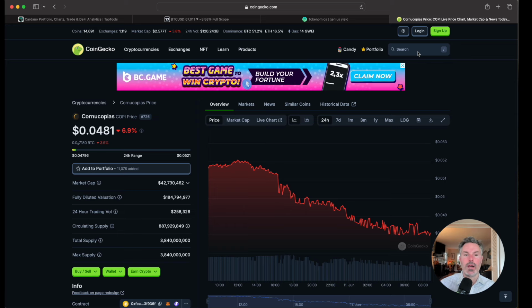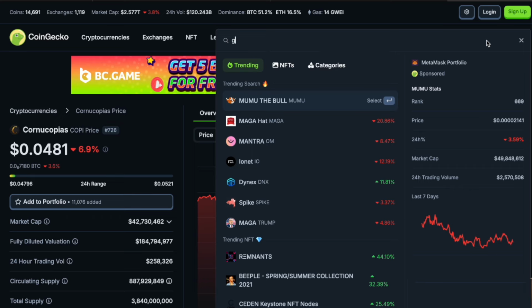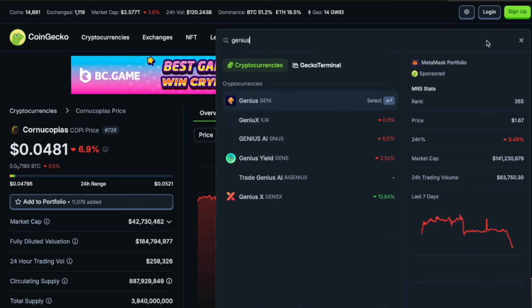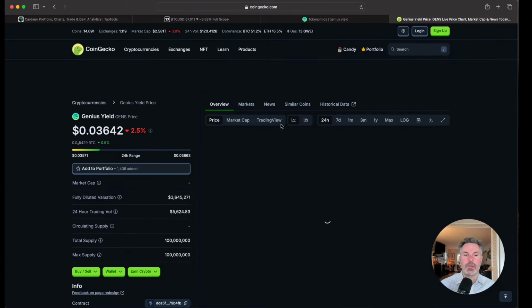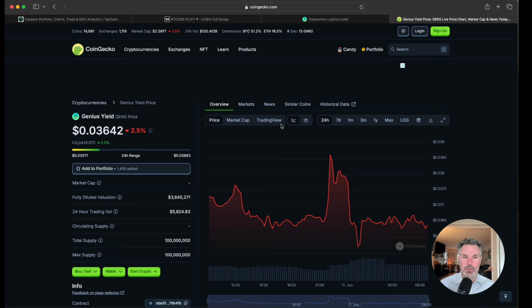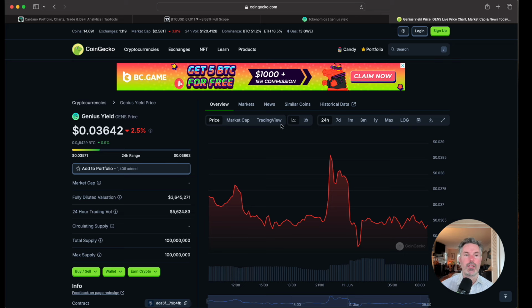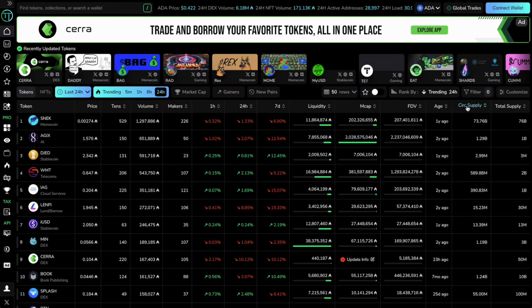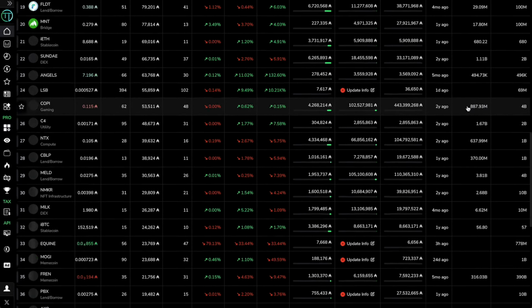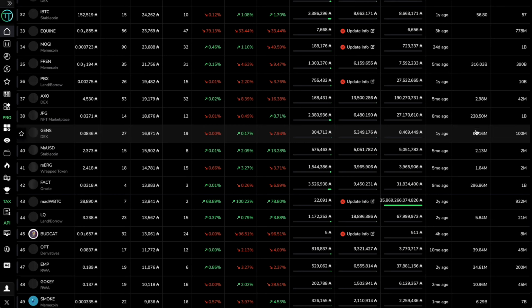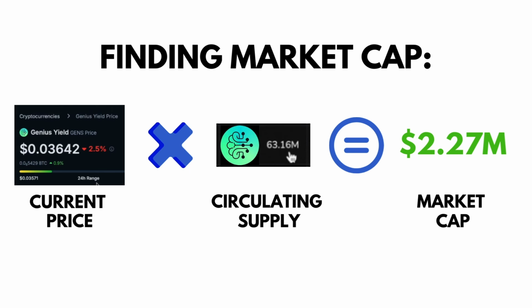Let's go into our model of Genius Yield, right? We're on CoinGecko. Now, Genius Yield is very new. It's really new. It just launched its DEX at the end of December. I mean, it's just so brand new that it doesn't even really have here on CoinGecko the circulating supply out. That's why resources like TapTools are so very powerful. If you multiply the price and the circulating supply, you're going to get the market cap.